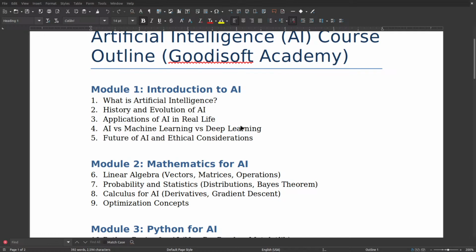Then we have approaches. Artificial intelligence can be rule-based or learning-based. Machine learning learns from data, which is what we have established. Deep learning uses multi-layer neural networks to extract features. Then we have computational power: artificial intelligence is moderate, machine learning is very high, and it takes a lot of computational power. Deep learning is also very, very high. It takes CPU and GPU.